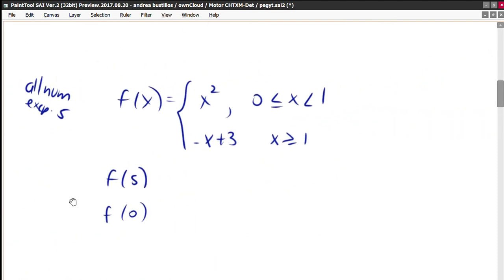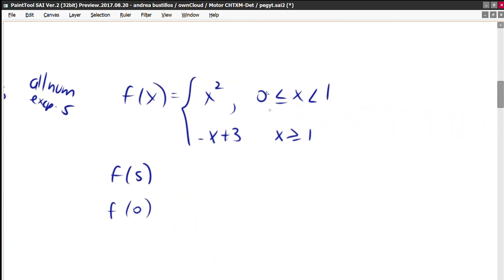Another example here. My first domain is from 0 included to 1 not included, and my second domain is all numbers that are equal to or bigger than 1. So if I want to evaluate the function in 1, 1 is included in which domain? In this one. Why? Because the inequality is not strict. That means x can be bigger than or equal to 1, meaning 1 is included in this domain.